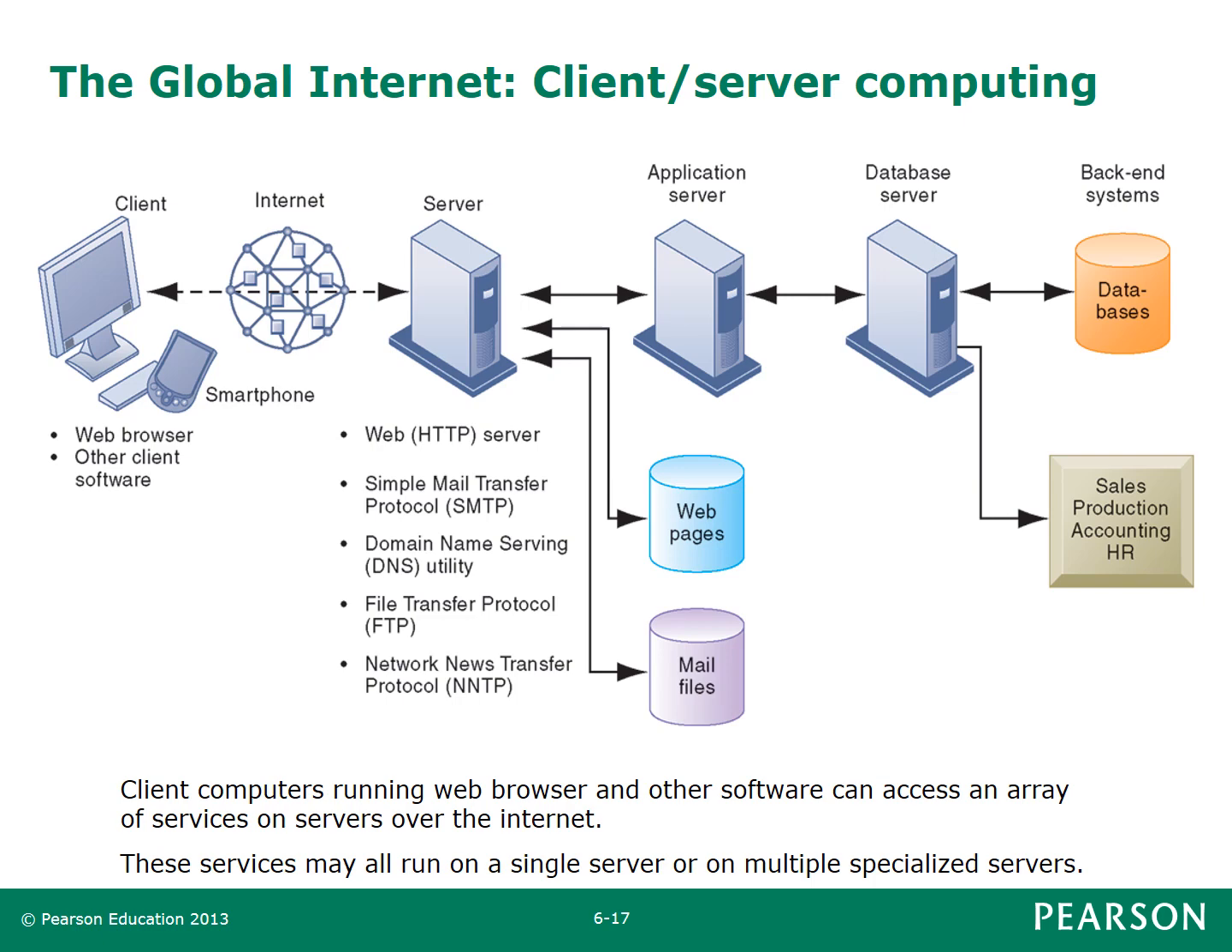Here we see an example of the client-server computing model. And we see different nodes. I can count here the client as one node, the server as the second one, then the application server, the database server, and the back-end system: the database files, and sales, production, accounting, and HR. That is all databases of the database server.